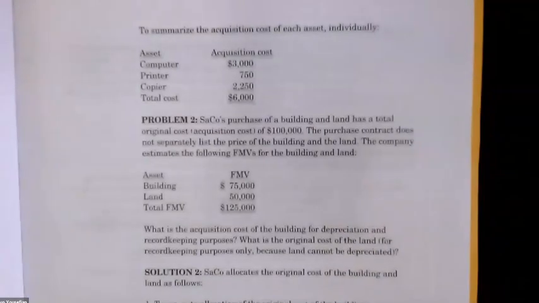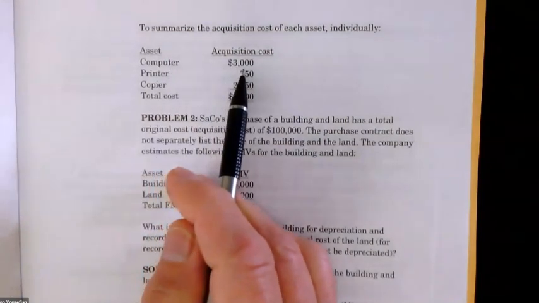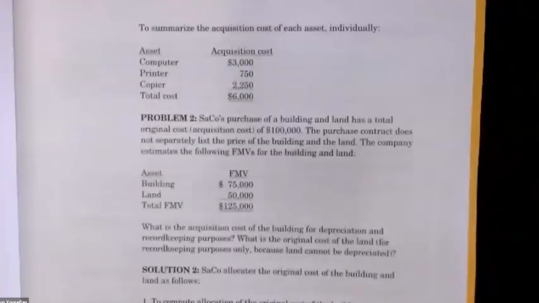So at this point, now we can easily assign a cost in this basket purchase for each item, right? Very easy. So computer now has to be recognized for $3,000. Printer needs to be recognized for $750. Copier needs to be recognized for $2,250. And the total cost will be exactly the $6,000 that we paid. Okay.